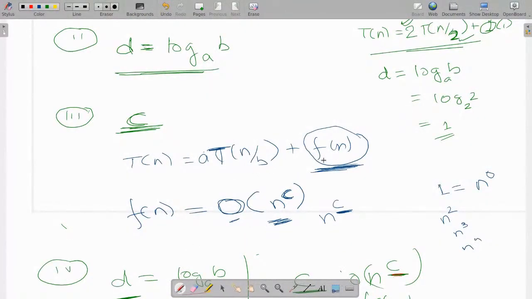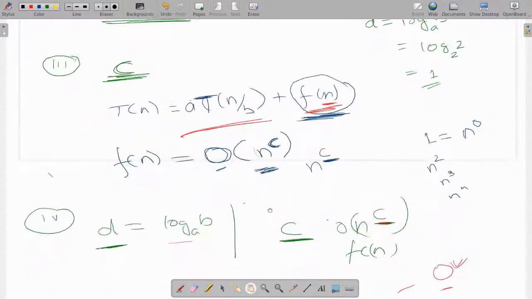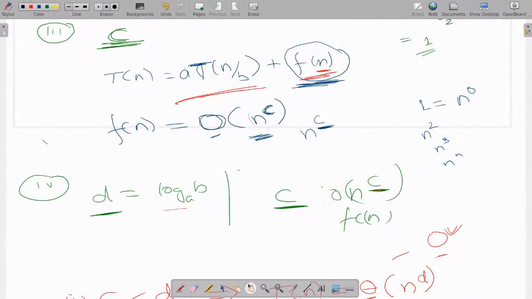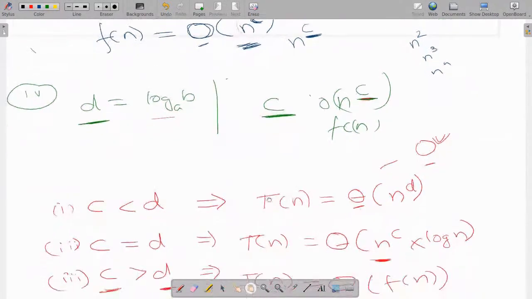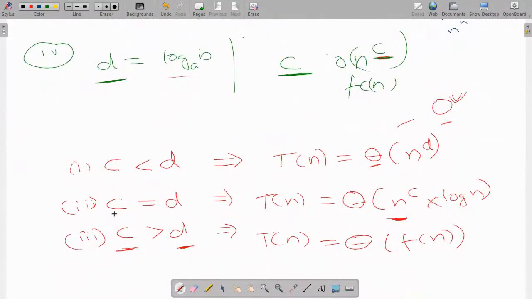And what is c? C is the polynomial's exponent of the function that is added to the recurrence relation. Now when we have c and d with us, we look at the relation of c with d, and only three conditions can prevail. C can be less than d, c can be equal to d, and c can be greater than d.